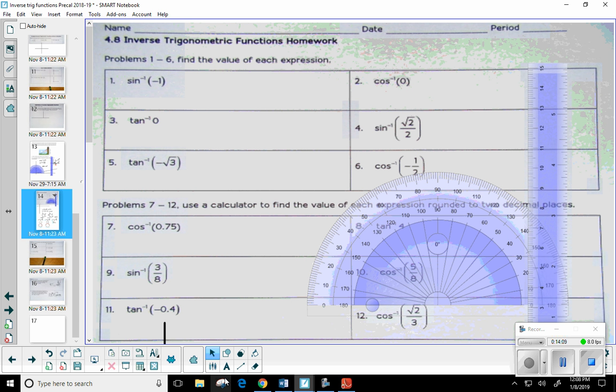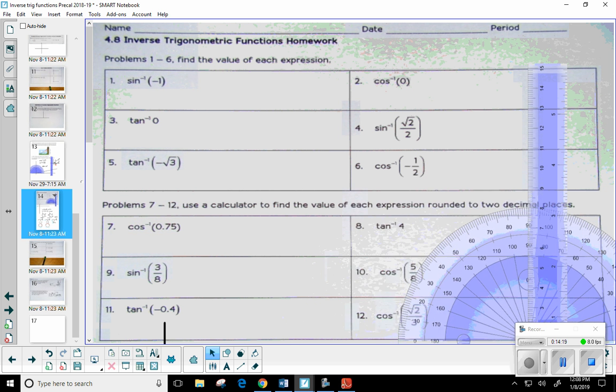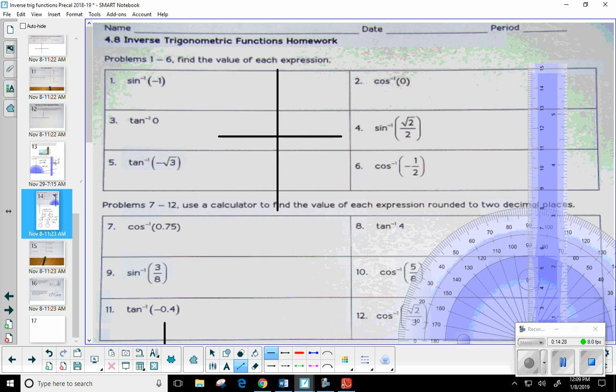All right. Well, let's start with number 1. Sine inverse of negative 1. Now remember, some of these are going to be unique, and you'll see what I mean in just a moment. But let me go ahead and set up a coordinate system here. I'll just keep using this for all the problems today, or at least the ones on this slide. So, sine inverse of negative 1.